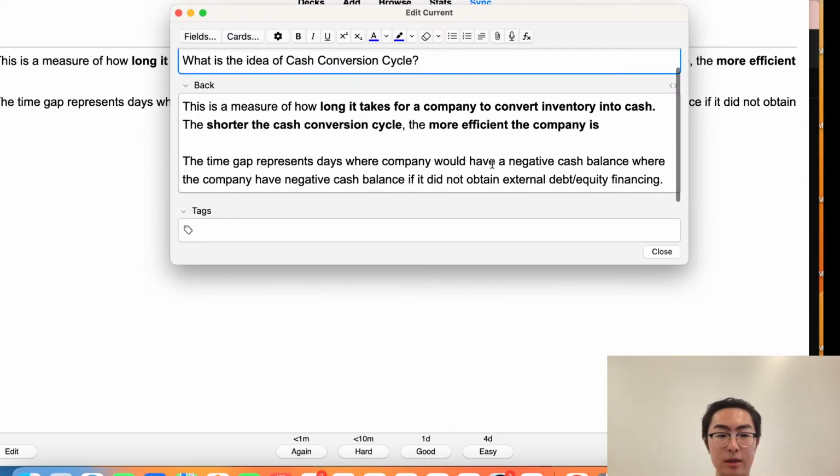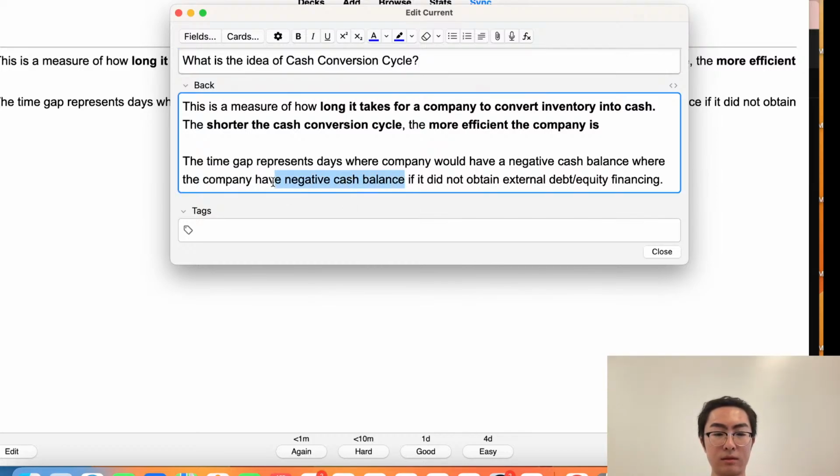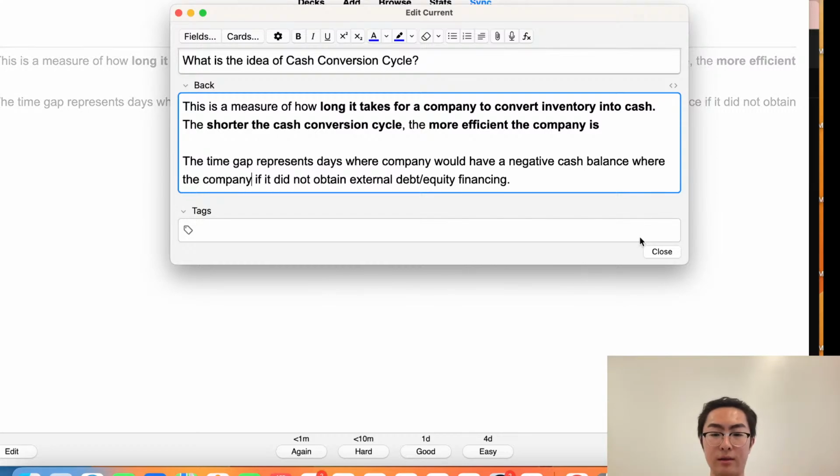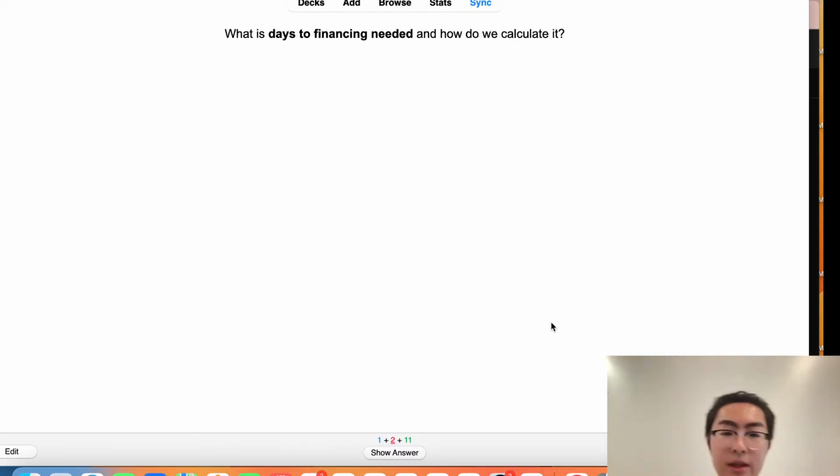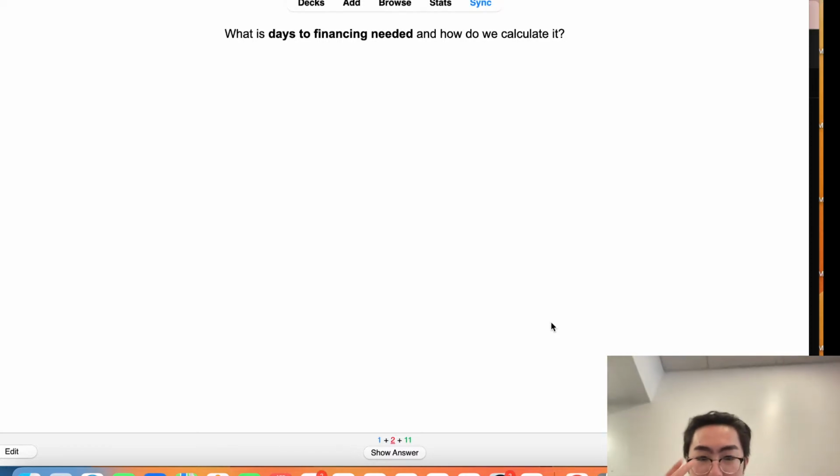This is not right. The time gap represents days where companies would have a negative cash balance if they do not obtain external debt or equity financing. Okay. So what is days to financing needed, and how do we calculate it?